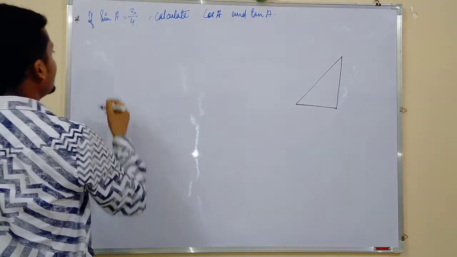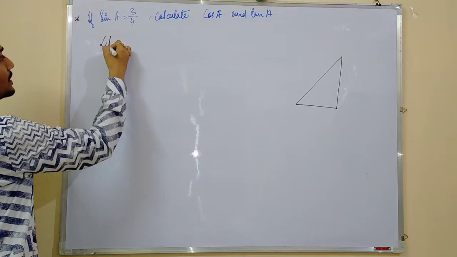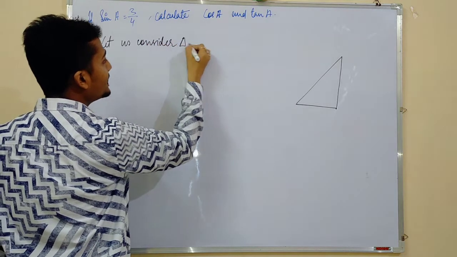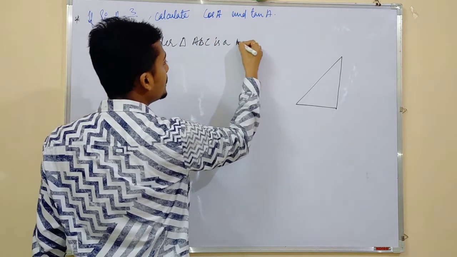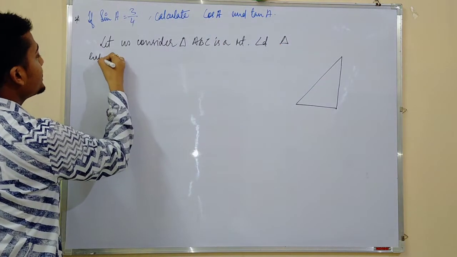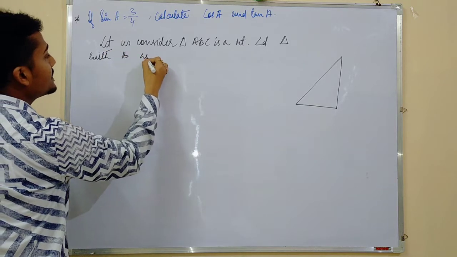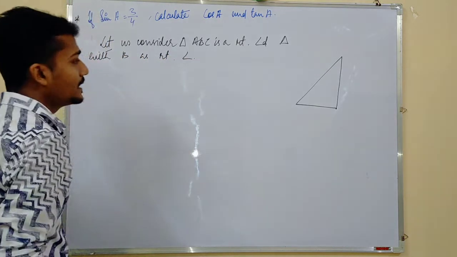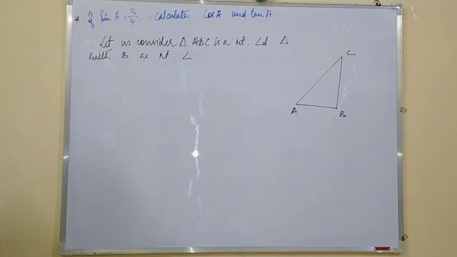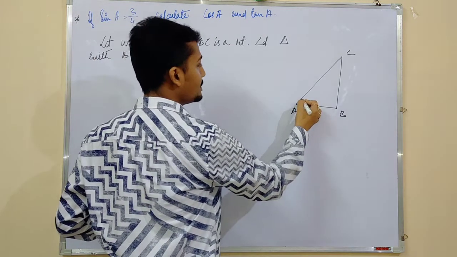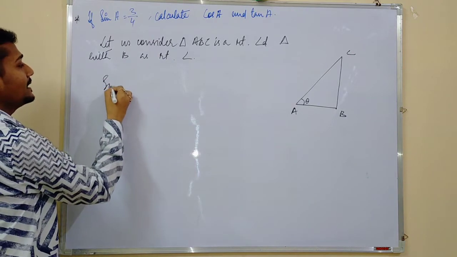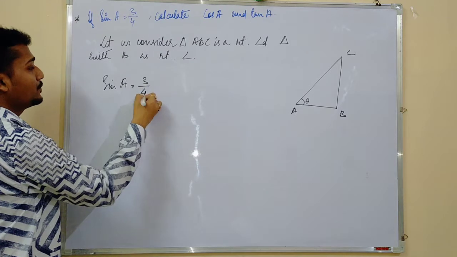Okay, now let us consider triangle ABC, a right angled triangle with B as the right angle. That means this will be B, so obviously this will be A and this will be C. Now here sin A is equal to 3 by 4. Sin A, this particular angle we are taking to be theta, isn't it? So let us take sin A is equal to 3 by 4.